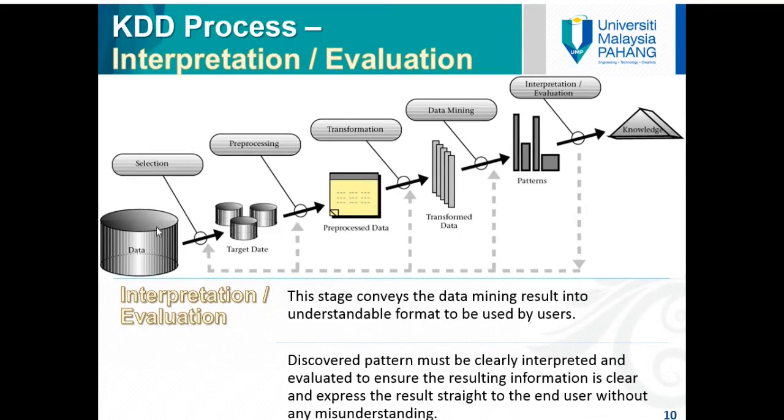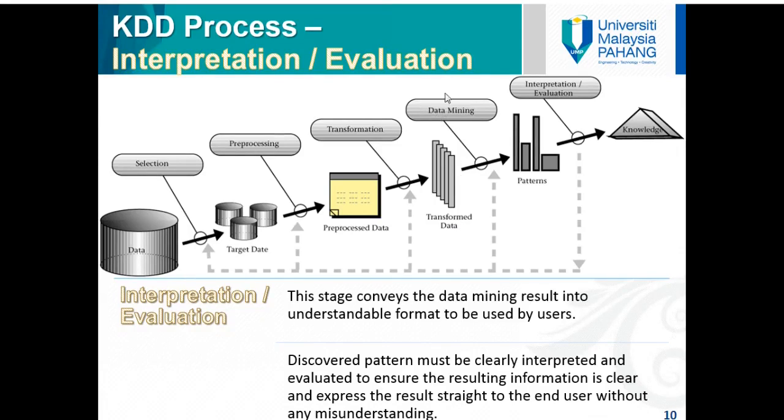So to summarize everything, we start with the data, then we do the selection phase, where we select the significant data that is related to the problem that we are going to solve. Then we do the pre-processing step, where we clean the target data in order to get clean data, named pre-processed data. Then the transformation phase is conducted in order to transform the pre-processed data into transformed data, meaning into usable formats to be used for the data mining process.